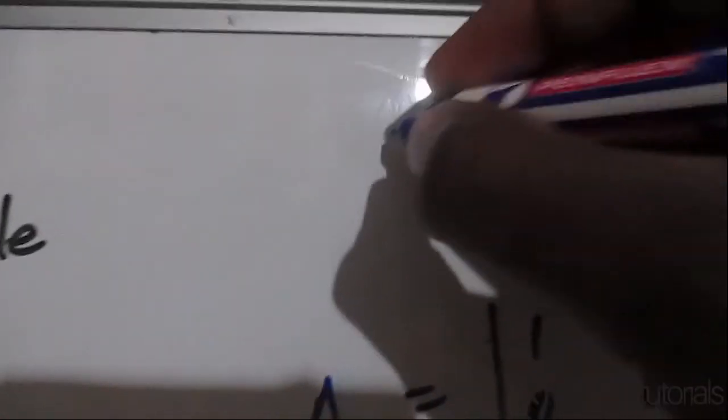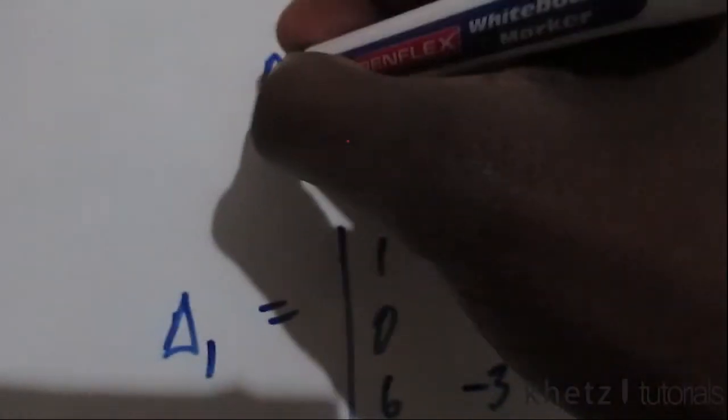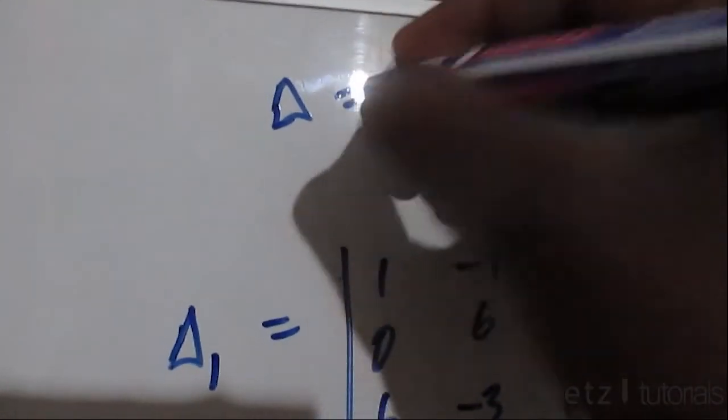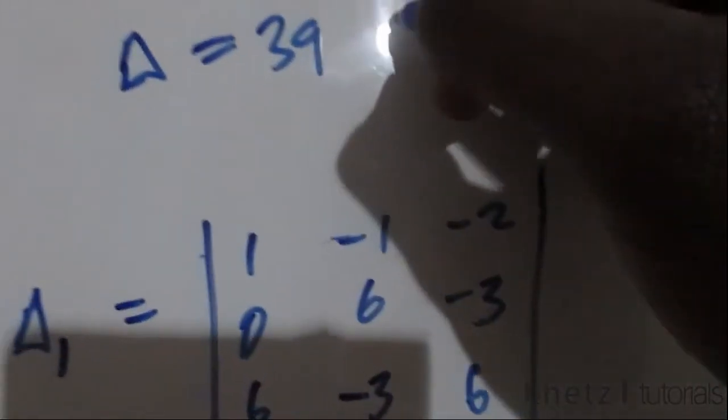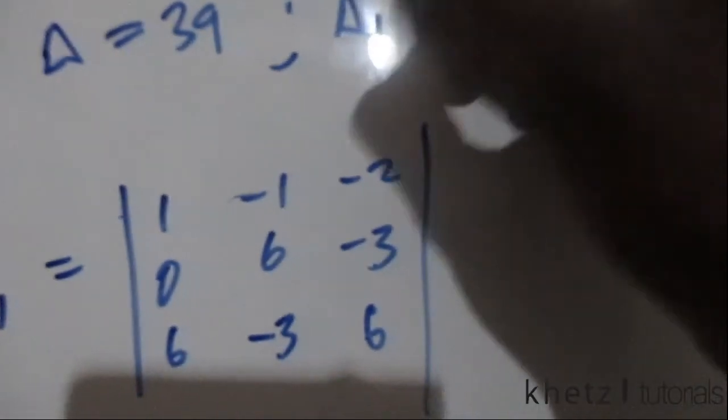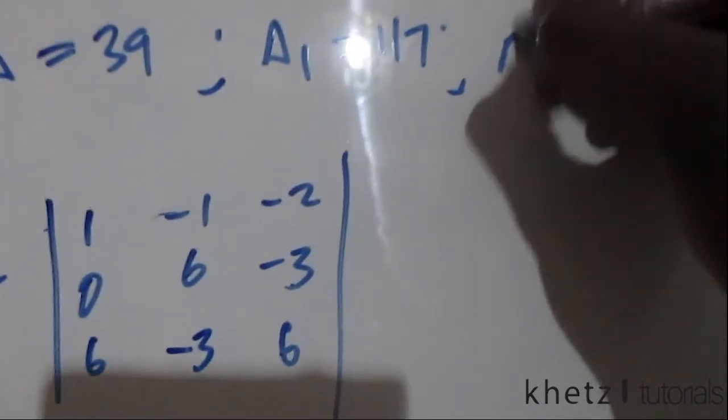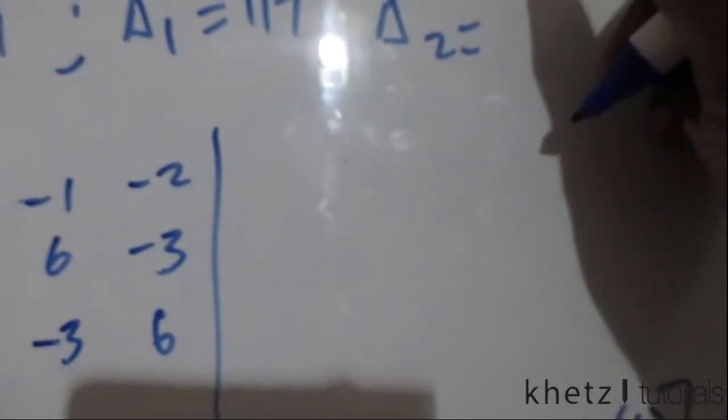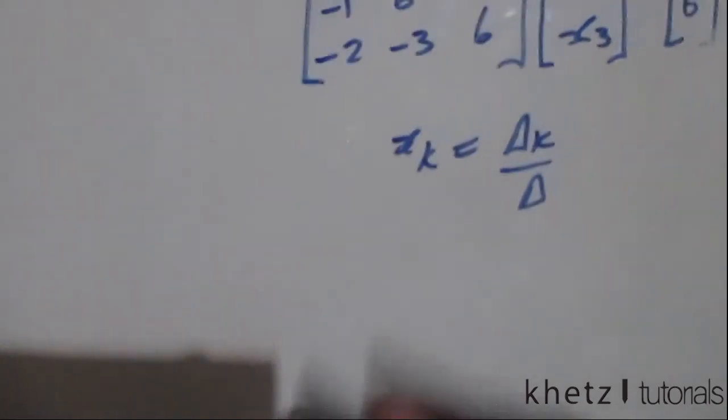Right? So let me erase this part. So let me just save all of these answers up here. So the main determinant, which is the determinant of the A matrix, we found to be 39. And determinant 1 we found to be 117, and determinant 2 we found to be 78. So let me erase this first part to create some space. All right. Now finally we're going to find determinant 3.